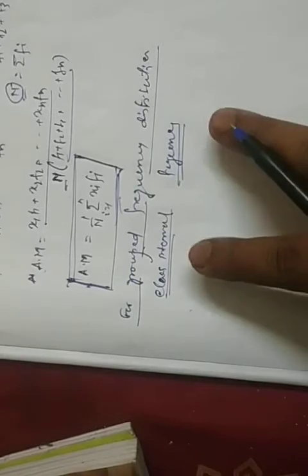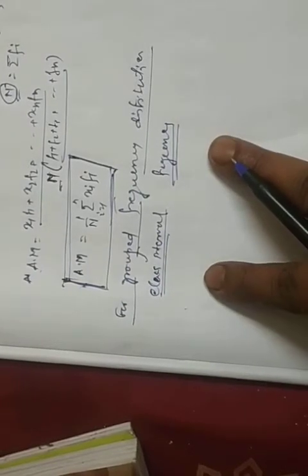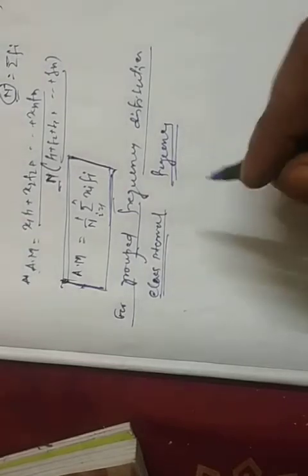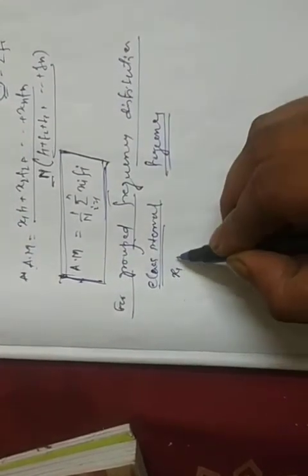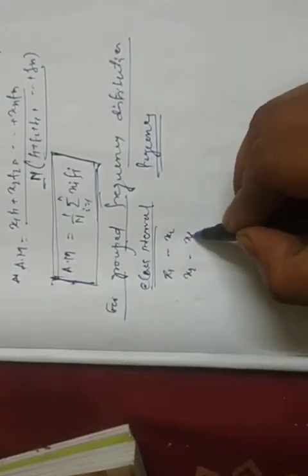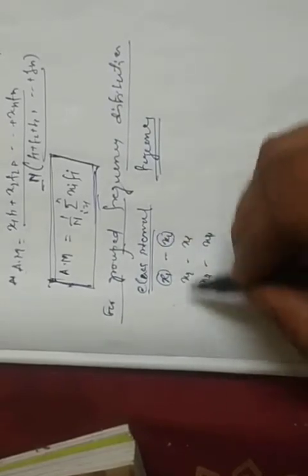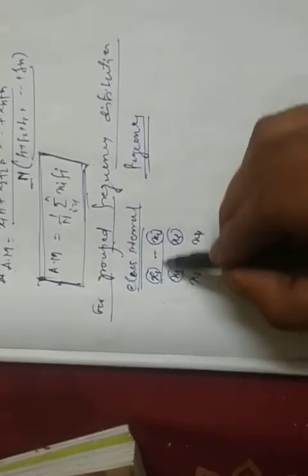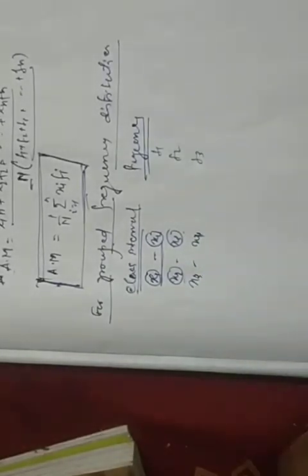Now to calculate the arithmetic mean, the group frequency distribution can be represented as a simple frequency distribution. Let's say there are class intervals x1 to x2, then x2 to x3, then x3 to x4. These are the class intervals, and the frequencies are f1, f2, f3.